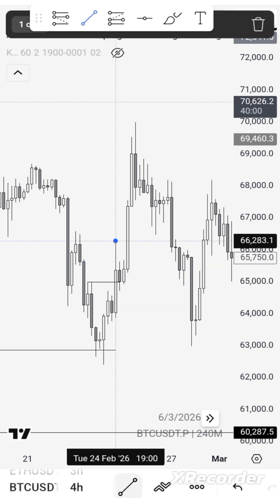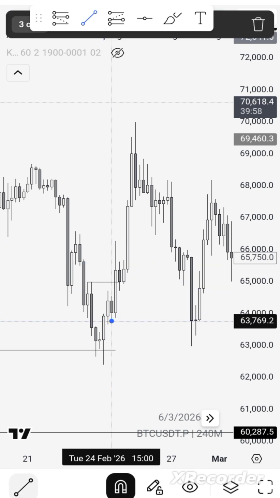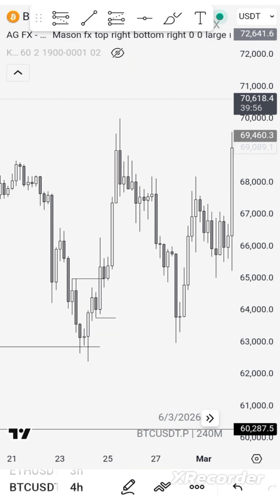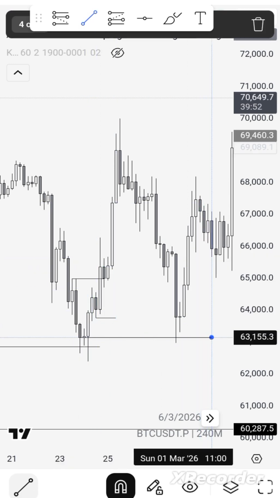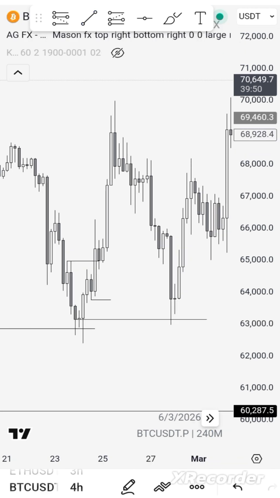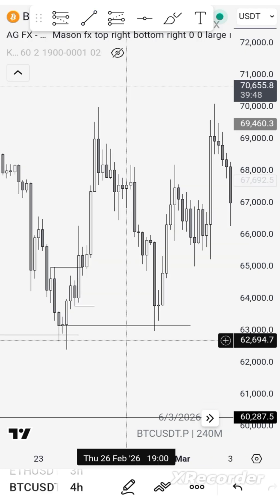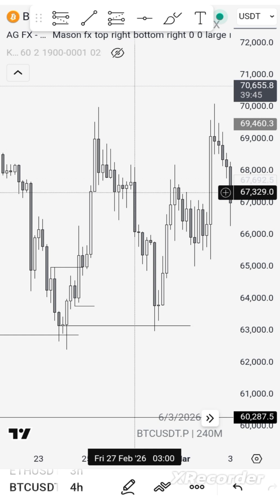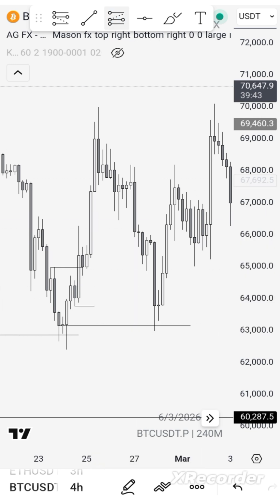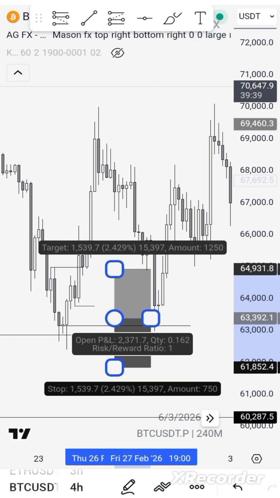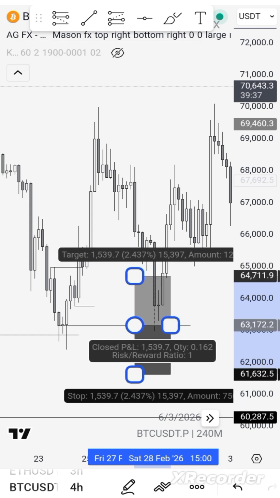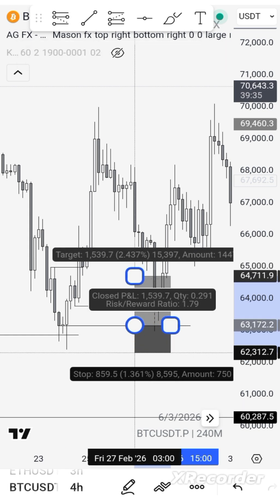And then we have our first pullback here. Can you see? Which will serve as our liquidity. And then I said we should always mark the apex as our entry. Can you see? Now, price went up and then came back to the apex to pick our entry. It's very, very simple. As simple as ABC.